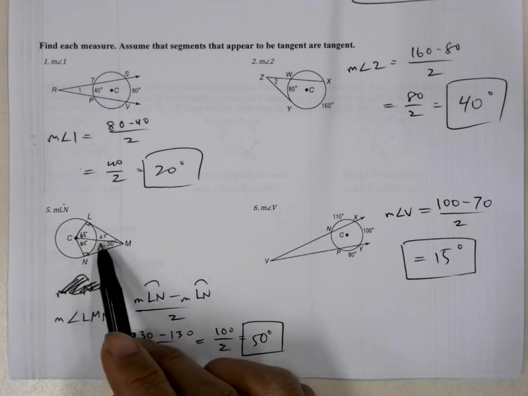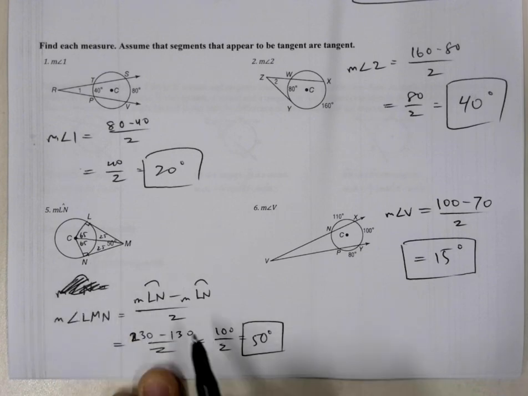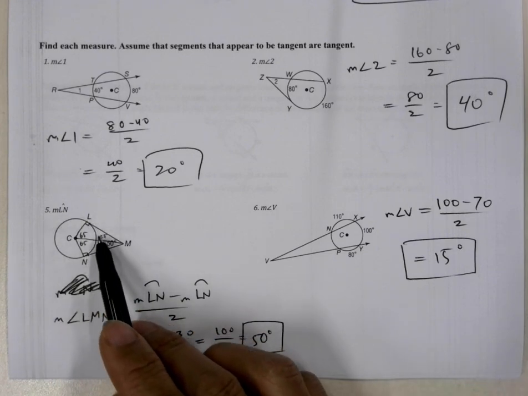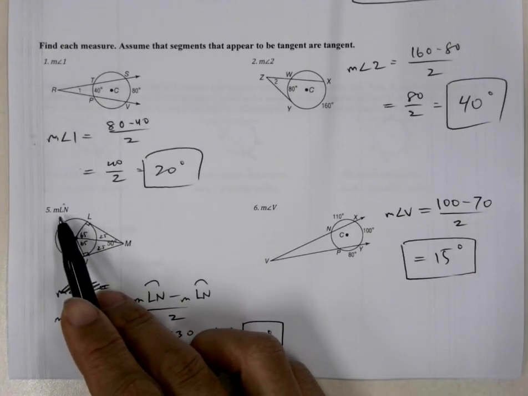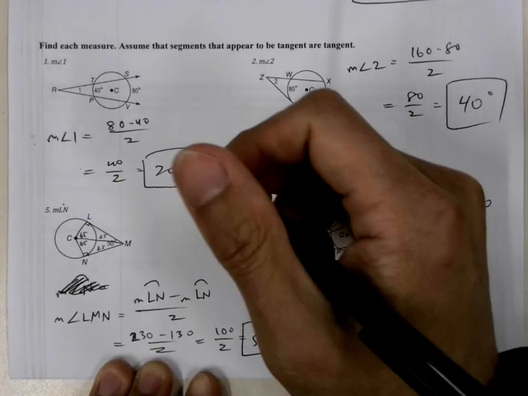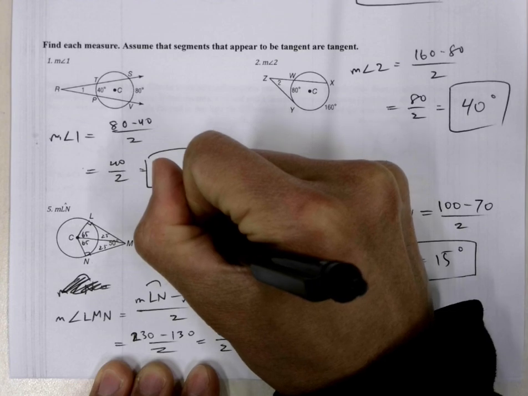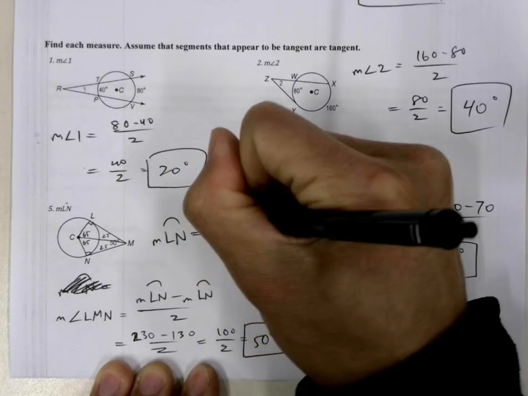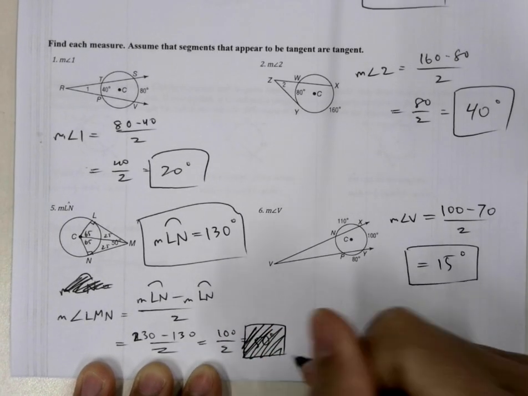Oh, I'm sorry. No, the question wasn't asking for the angle measure, was it? Because we were already given the angle measure. The question here was asking for the measure of LN, and I'm not sure if they're asking for LN major or minor, but I'm assuming it's going to be LN minor, this one here. And that one's 130 degrees. So let me go ahead and fix that. The measure of arc LN minor is equal to 130 degrees. Okay, and I'm going to cross that one out.